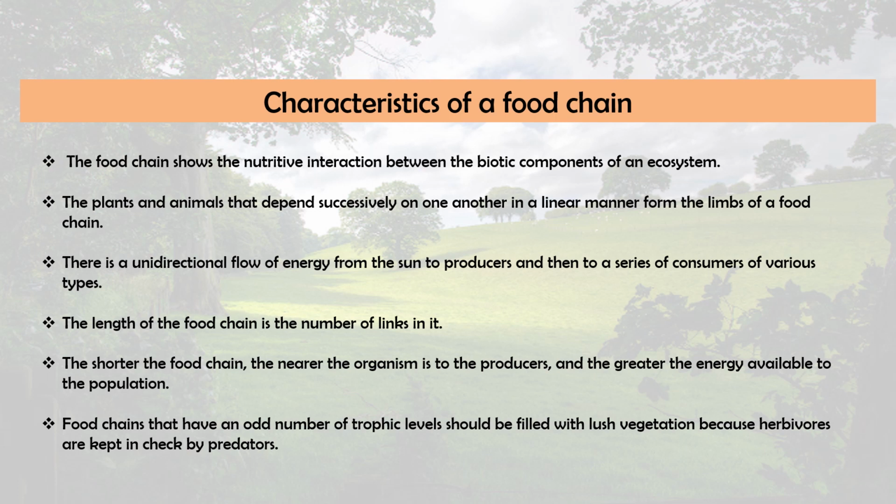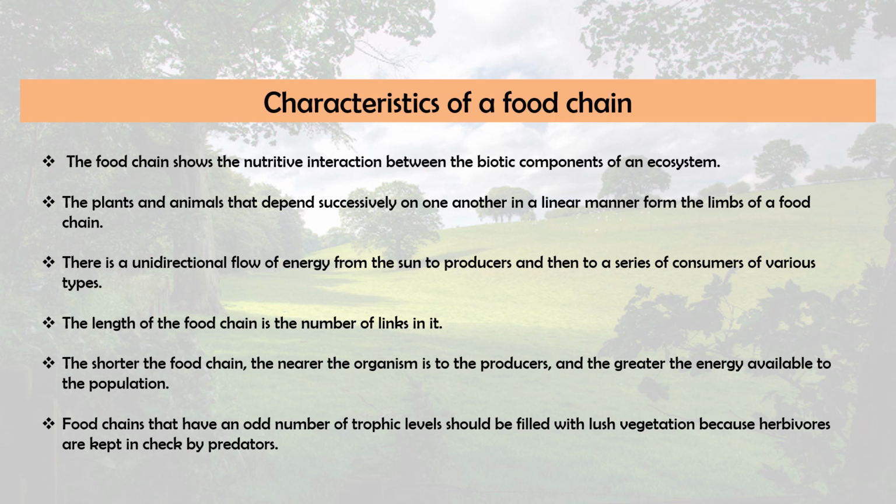The average length of most food chains is generally 4 or 5. But sometimes the food chain can also extend up to 10 links. This is a very rare case, but it happens in nature. And the shorter the food chain is, the nearer the organism is to the producer, and this represents the greater availability of energy in the population.